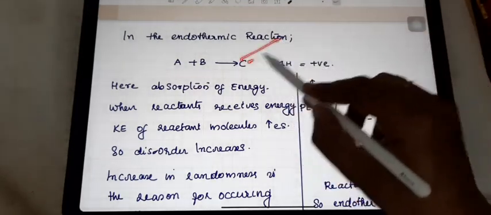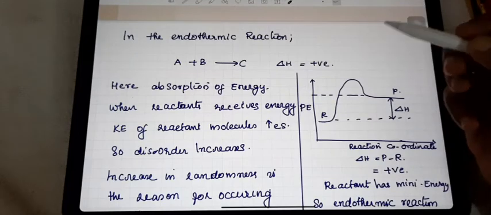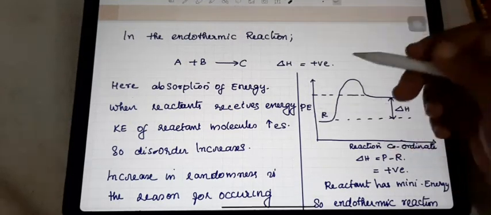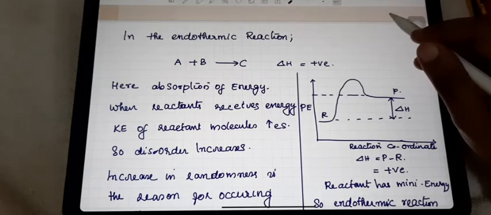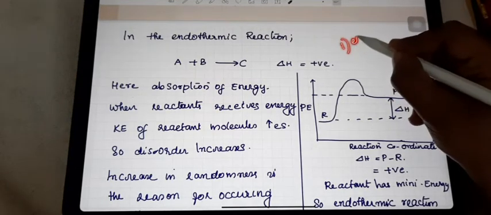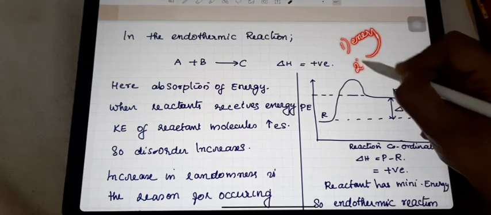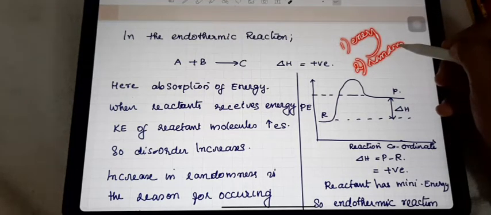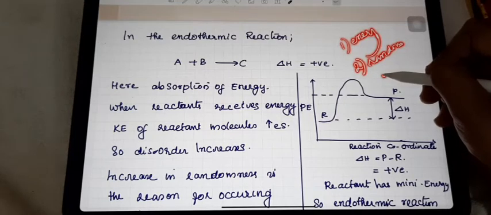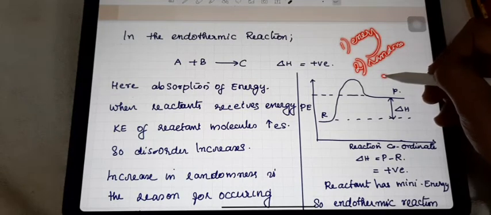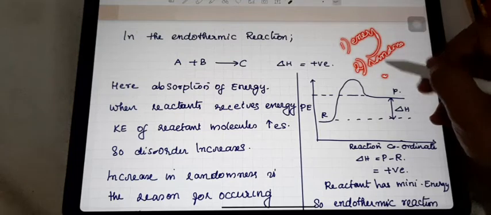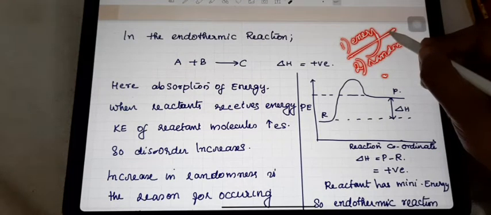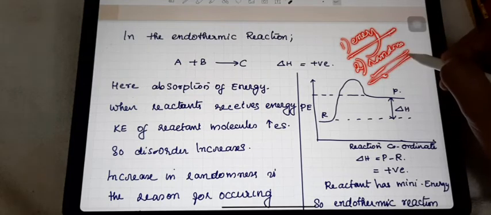But in the case of an endothermic reaction, one more term we discussed now is randomness, the disorder, which has a role in the occurring of that particular type of reaction. Both of these, the energy decrease and the randomness increase, are independent of each other. Sometimes they work together, sometimes independently, for such reactions to occur. So either minimum energy attainment is needed for the reaction to occur, or maximum randomness is needed.